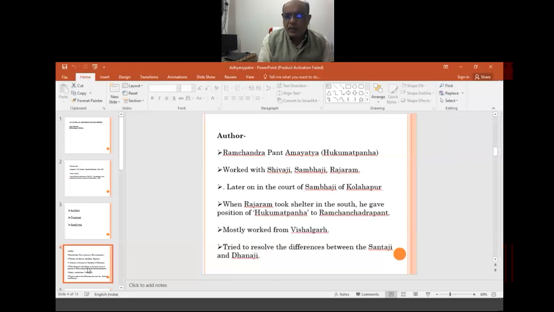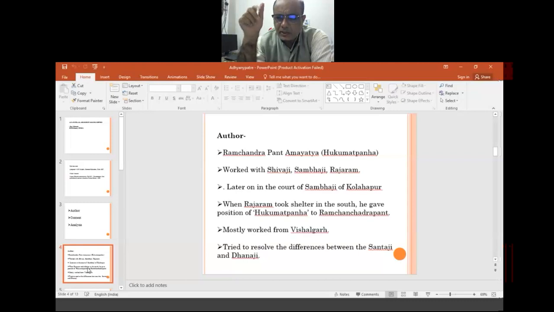He is also known as Hukumat Panah. And he worked with three Chhatrapatis: Chhatrapati Shivaji, then Sambhaji, and then Rajaram also. Later on, after Rajaram, the Maratha Empire got divided into two kingdoms. One was at Satara and one was at Kolhapur. So he joined Kolhapur and he remained in the service of the Kolhapur Chhatrapati.